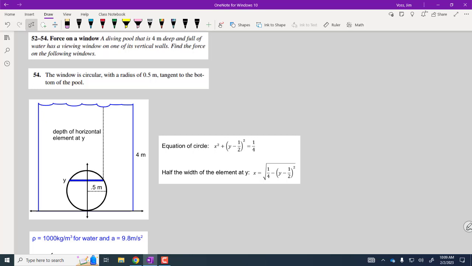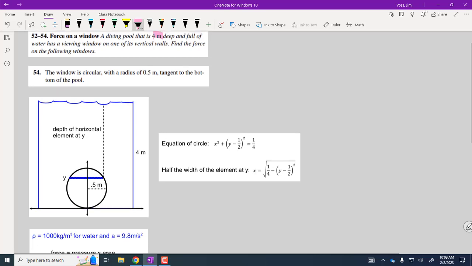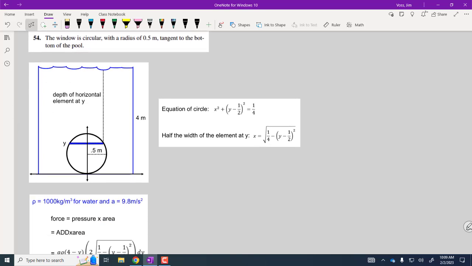So we have a diving pool, 4 meters deep. We've got a window at the bottom, circular window, radius is 1/2. We want to know the force pressing on this wall, on this window, on that window right there. Force pressing on that window. Okay.